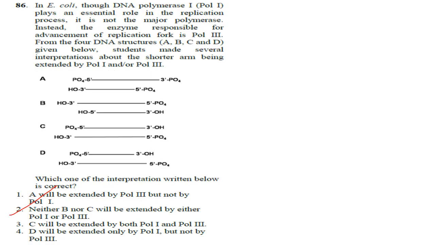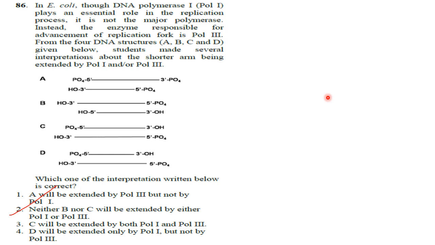Then next one. In E. coli, though DNA polymerase 1 plays an essential role in the replication process, it is not the major polymerase. Everybody knows that. Instead, the enzyme responsible for advancement of replication fork is polymerase 3. From the 4 DNA structures given below, students made several interpretations about the shorter arm being extended by polymerase 1 and or polymerase 3. Which one of the following interpretations below is correct?